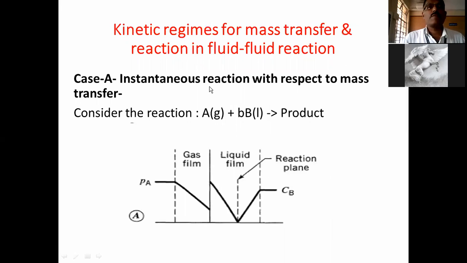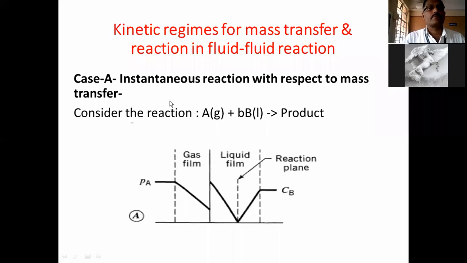Now, if a reaction occurs, then some kinetic regimes will occur. These kinetic regimes are where the reaction occurs, which needs to be identified, and it depends on the type of reaction. Some cases are there for the kinetic regimes. Sometimes short notes are asked on this, to explain the kinetic regimes for mass transfer and reaction in fluid reactions, so you must be able to explain these cases.